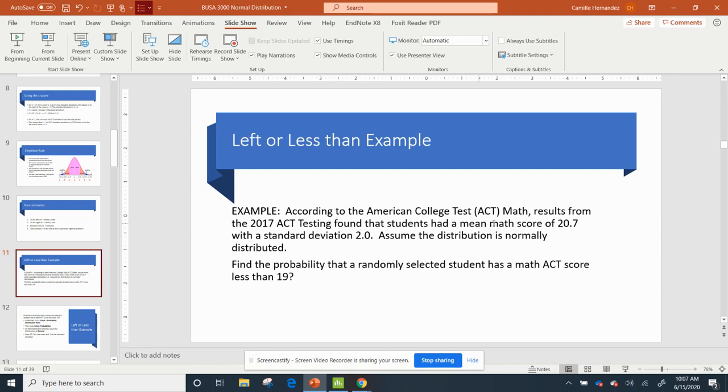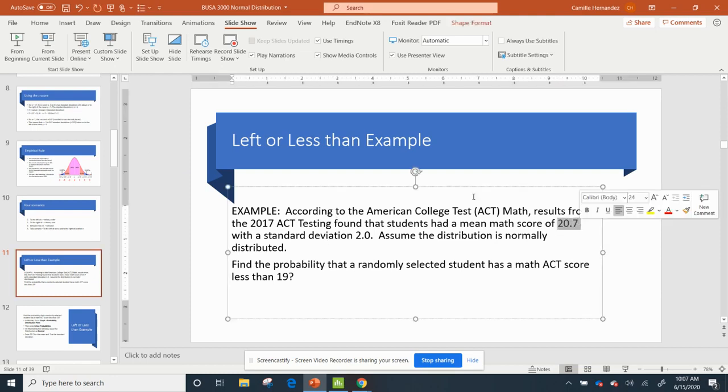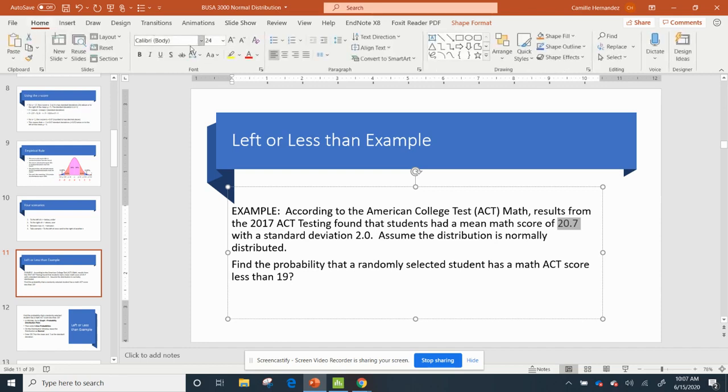Okay, I'm going to make this bigger and let's go ahead and look at it. I have a mean, correct? So we're going to make my mean yellow. So my mean is 20.7. My standard deviation, I'm going to make green, and then it says it's normally distributed. Okay, those are some big signs for me. That means that I can use normal distribution. So I have my mean, I have my standard deviation, and I know it's normally distributed.